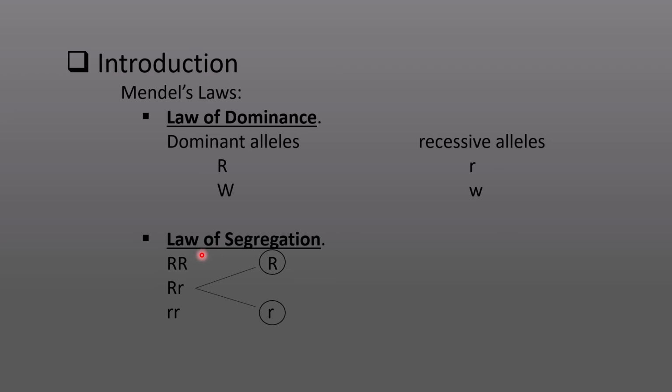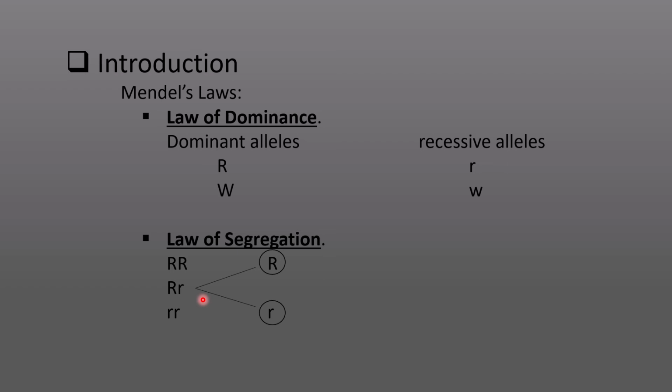Now coming to the law of segregation. This law states that each individual has two alleles for a particular character, be it homozygous dominant, heterozygous, or homozygous recessive. So each character is governed by two alleles, right? At the time of gamete formation, the alleles separate in such a way that one allele goes to one gamete and the other goes to the other gamete. They are not mixing up at the time of gamete formation. Each allele goes to a different gamete. This is what the law of segregation states.